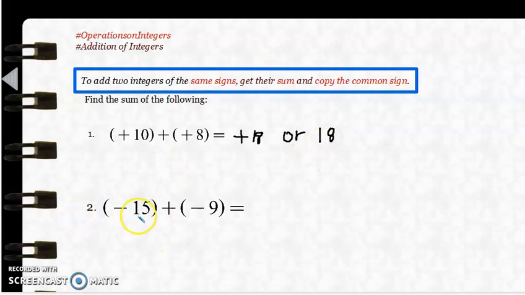For the next one, we are going to add two integers of the same signs, wherein they are both negative. As the rule says, you have to get the sum. The sum of 15 and 9 is 24. Then after getting the sum, you copy or affix the common sign, negative. There you have the sum, negative 24.